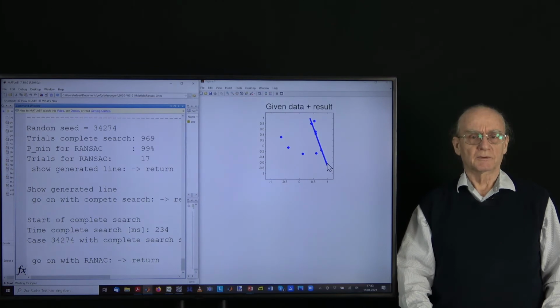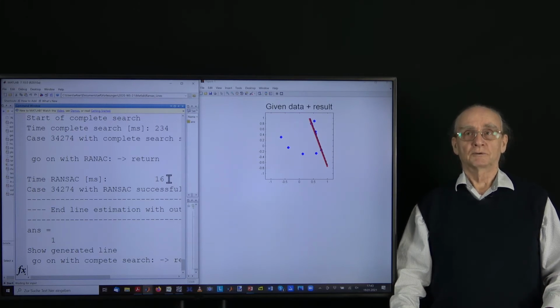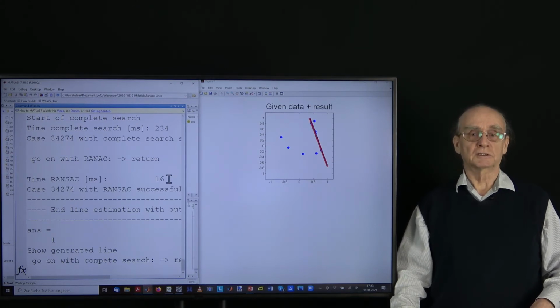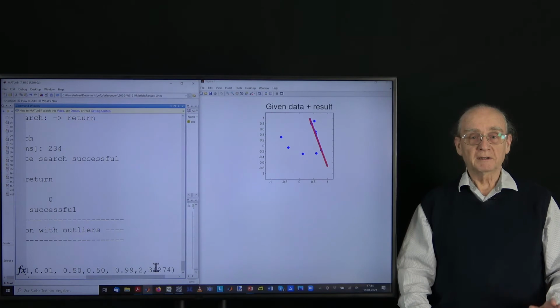Now we do the same with the RANSAC, and we find out that the RANSAC also finds this line. Now the difference in the computing time here in milliseconds is 234 milliseconds, a fifth of a second, and here we only have 16 milliseconds. So you see that the pure reduction of the number of trials in the RANSAC procedure leads to a highly increased efficiency of the result.